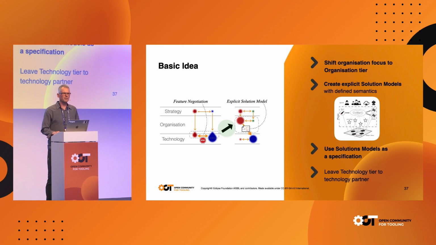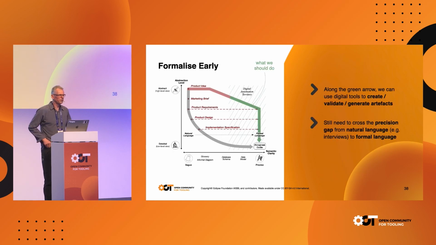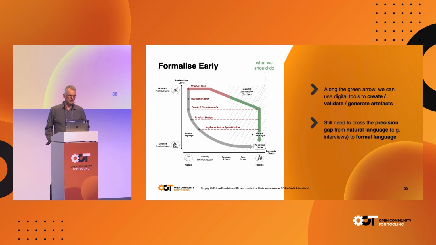We'll come back to the semantic compass to guide us. And what we should actually do is formalize all artifacts early, much earlier in the process. So we should go down first the red route and then the green one, and then we get into what I call the digital automation territory. That's where we can use digital tools to create, validate, and generate artifacts. We still have the problem to solve with that precision gap.